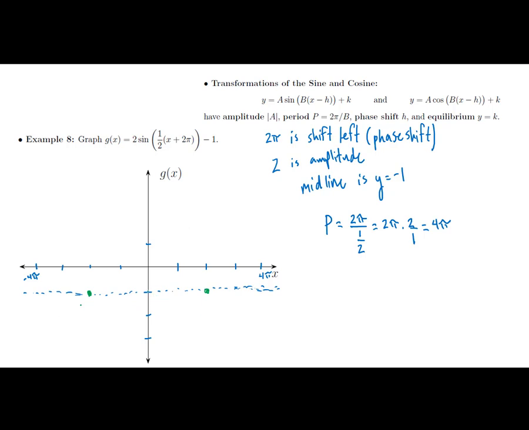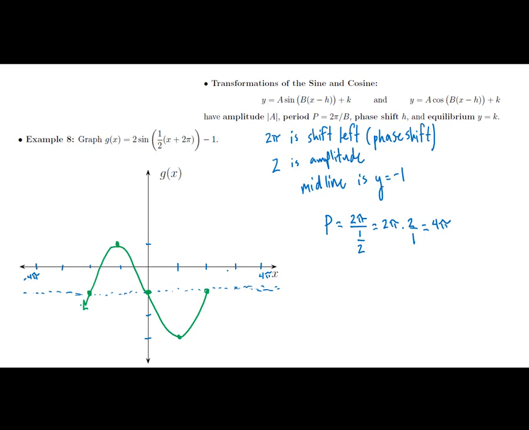Halfway through a full cycle, I know that sine is back at 0. And then halfway between those 2 points, it should be up at its maximum. And halfway between these 2 points, it should be down at its minimum. And so we can get one full cycle pretty easily sketched. Just like that.